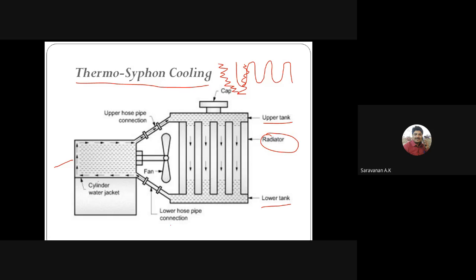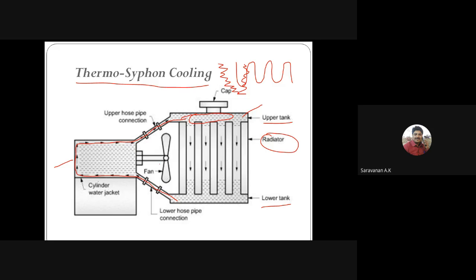We have to supply the high density water, right? So once the water gets heated, what will happen? The water density reduces, right? So it will be connected through the radiators. Here the density will be low. Why? Because the upper tank is in a hot condition, so here the density will be low.